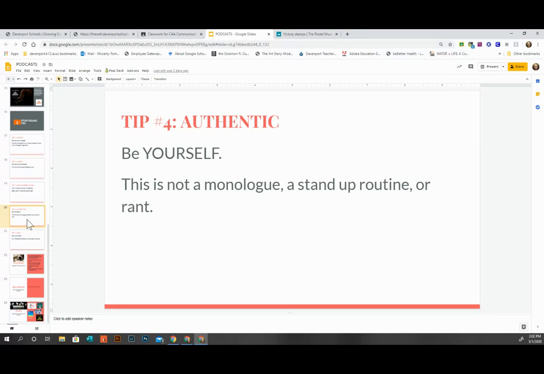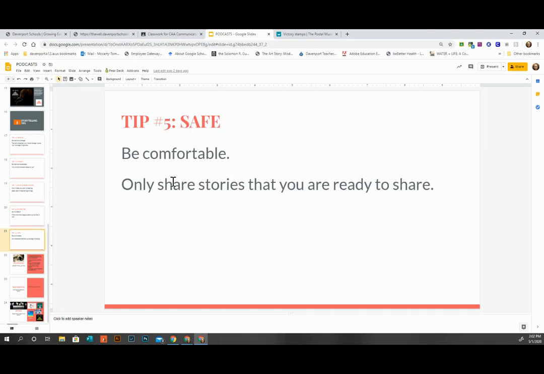Be yourself. We don't want you to try to be anybody else but you, because that's how it's going to be original. It's going to be interesting. And think, it's not a monologue or a stand-up routine or a rant. You want to just tell a story. Be comfortable. And this is important. Only share stories that you're ready to share. If there's a story you have that you don't feel comfortable sharing, then you don't have to share it.